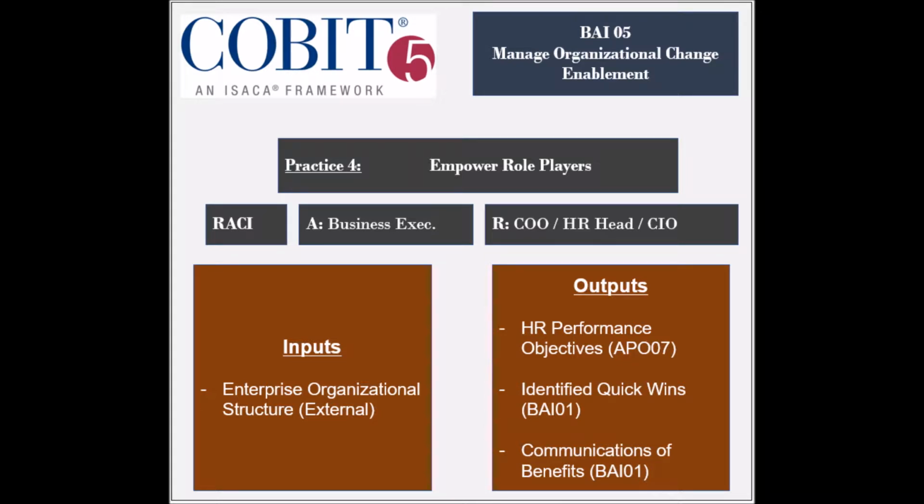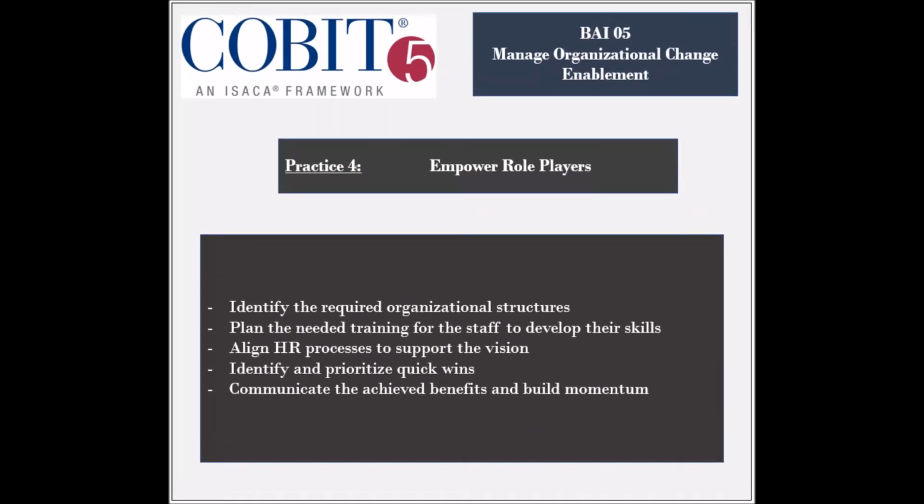The practice receives one input, which is the enterprise organizational structure, from external sources. It generates 3 outputs, which are the aligned HR performance objectives to be used by the AP07 process, the identified quick wins to be used by the BAI1 process, and the communications of benefits to be used by the BAI1 process. The activities involved in this practice include identifying the required organizational structure and ensuring that the staff receives the appropriate training to develop the adequate skills.